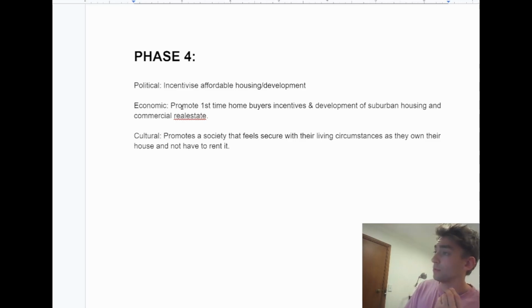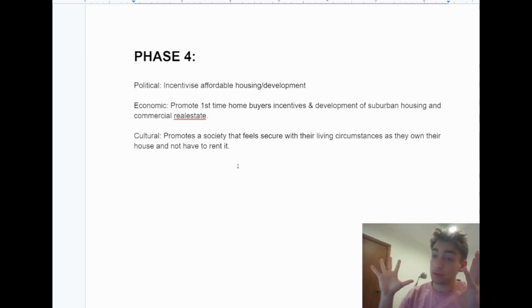This, on an economic level, would promote first-time home buyers and development of suburban housing and commercial real estate. Again, bringing more money into the area. For first-time home buyers, there should be incentives such as low interest rates, and also policies can be passed to minimize all costs for first-time home buyers. Maybe no stamp duty, maybe no land tax.